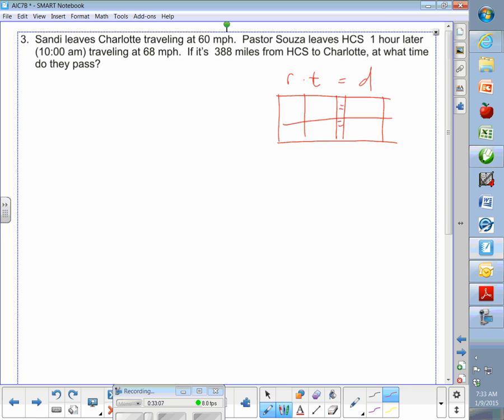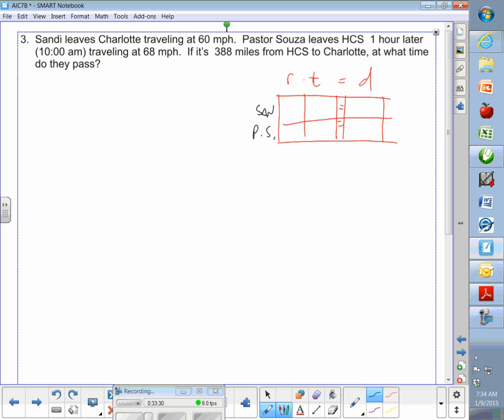What's next? Label the rows. Sandy leaves Charlotte traveling at 60 miles an hour. Sandy, I'll do SAN. Pastor Souza leaves 1 hour later, traveling at 68 miles an hour. Okay, all right, Pastor Souza.